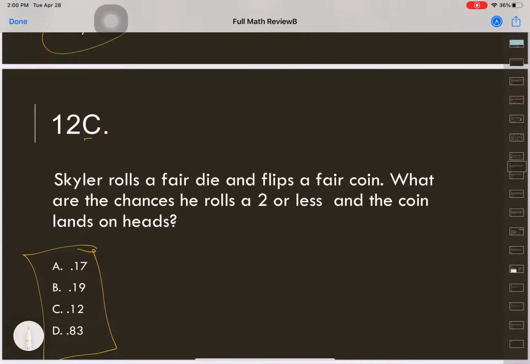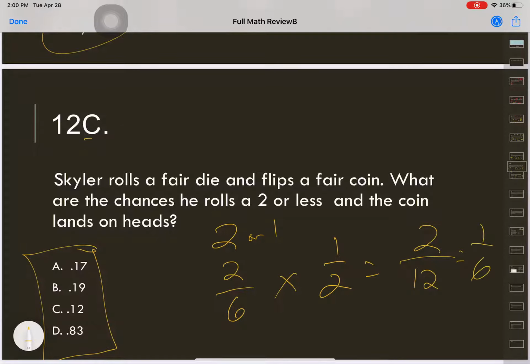Skylar rolls a fair die and flips a fair coin. So what are the chances he rolls a 2 or less? So a 2 or a 1. That's 2 out of 6. And lands on heads. That's a 1/2. 2 times 1 is 2. 6 times 2 is 12. So that would be 2 over 12 or 1 over 6. And if you remember from the other one, 1 divided by 6 will be 0.1666666, about 0.17.